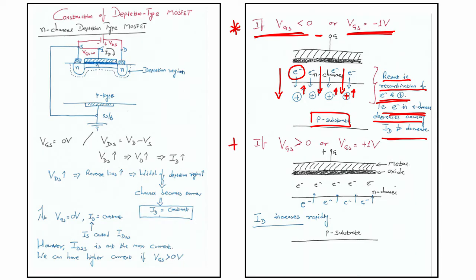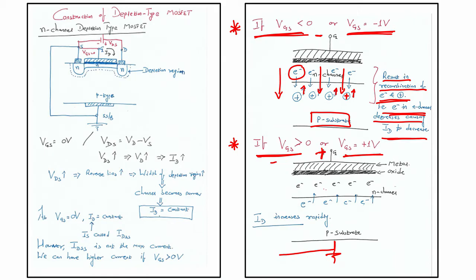So, let us consider another condition, in which my VGS is greater than 0 volt. Let us assume it is plus 1 volt. You can see here plus at the gate terminal, and you have the substrate, which is connected to the ground, and also internally connected to the source, that we know. So, here if I have a gate which is positive compared to the source, then what will happen?